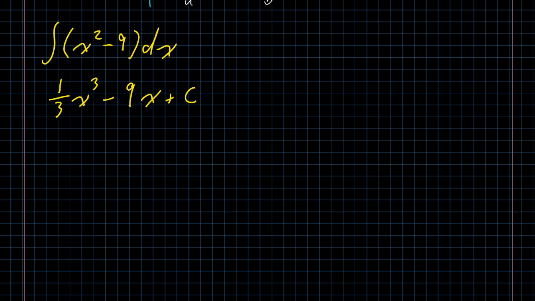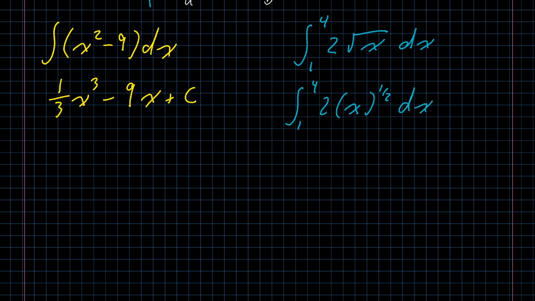If I want to take a look at a definite integral, how about the integral from 1 to 4 of 2 times the square root of x dx? Well, dealing with square roots with integrals, just like with derivatives, I tend to find easiest if I think about that as x to the 1/2 power. Then I can use the power rule.